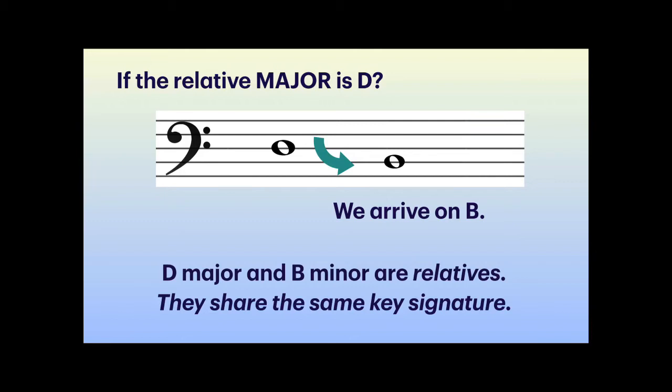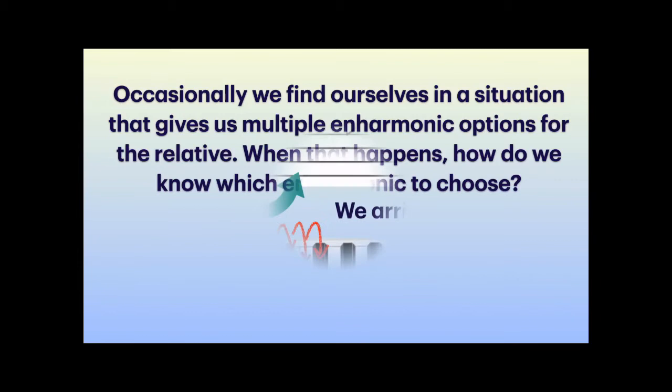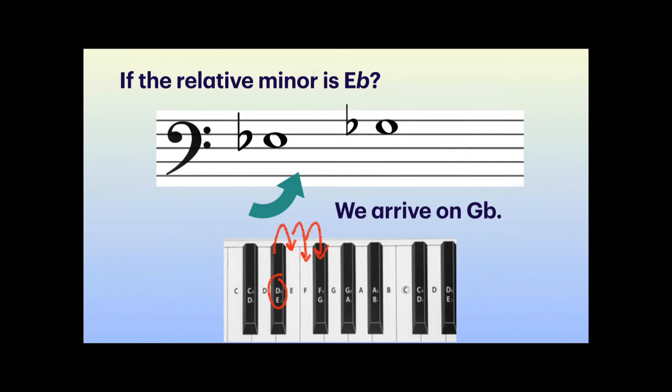Occasionally, we find ourselves in a situation that gives us multiple enharmonic options for the relative. When that happens, how do we know which enharmonic to choose? We saw this when we were calculating the relative major of E flat minor. Remember how I said we arrive on a G flat? Why didn't we arrive on an F sharp?